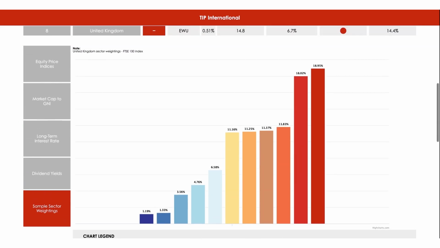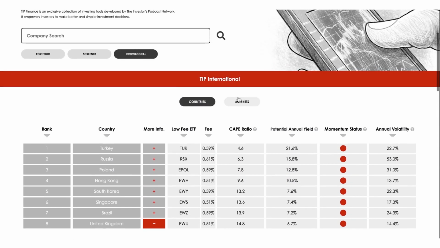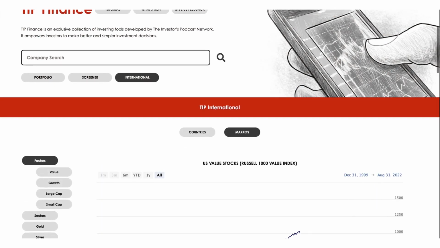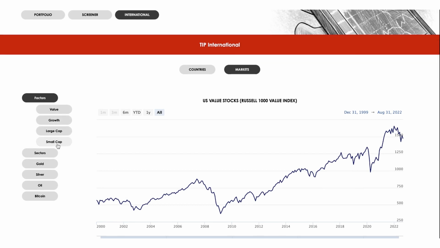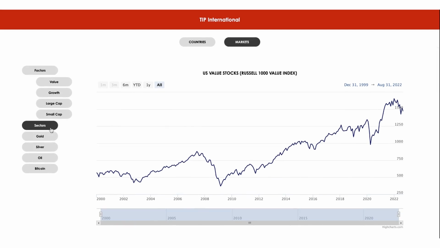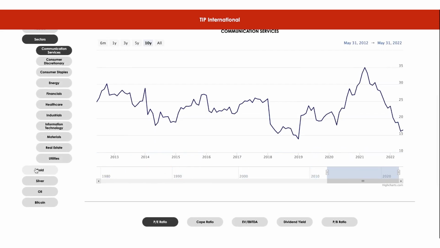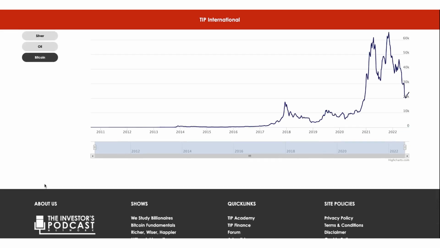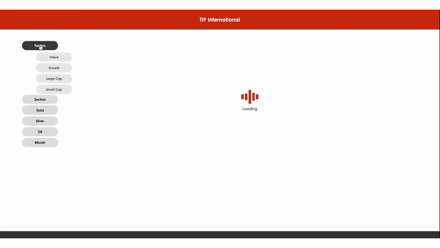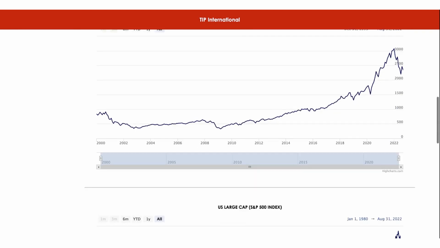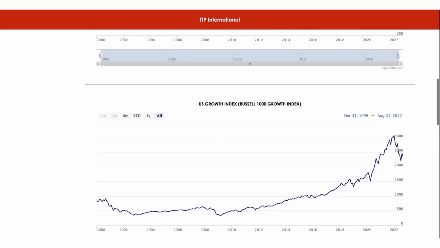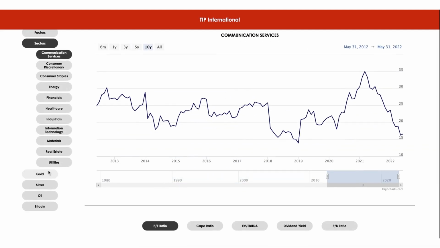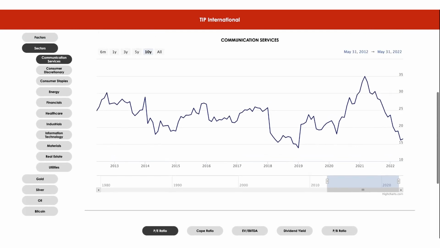There's also a whole other market section that we've recently added. Here, you can see how factors like value, growth, and large cap and small cap are performing, sector breakdowns, and you can also see market prices for commodities like gold, silver, oil, and Bitcoin. So here are the factors. I'll just quickly scroll through. Then, as I showed, there are the various sectors. And lastly, you won't want to miss the commodity prices.